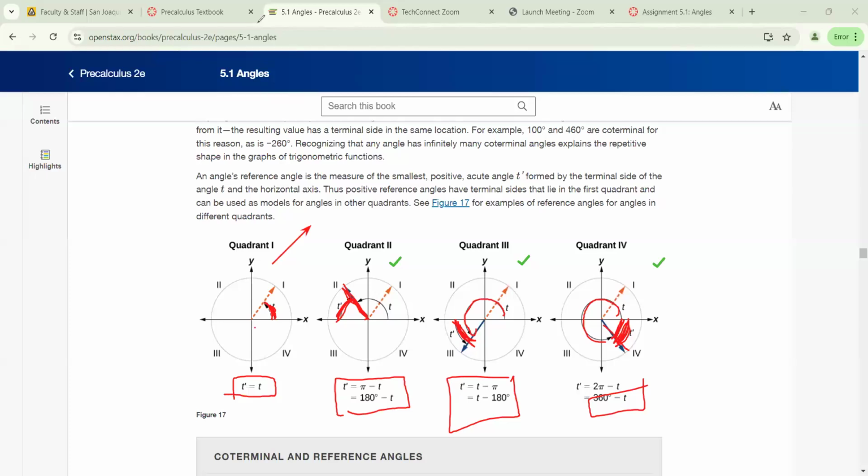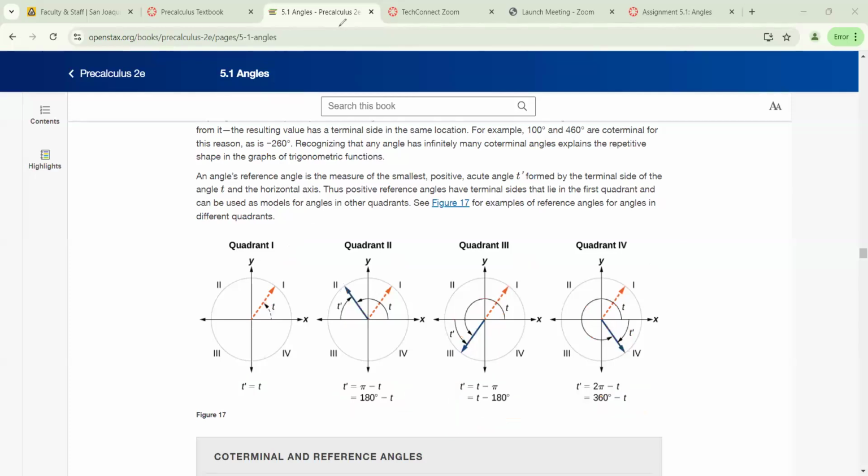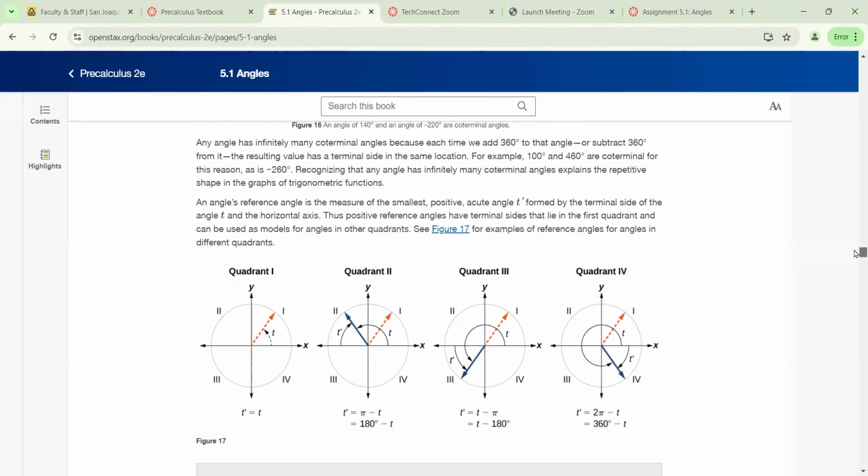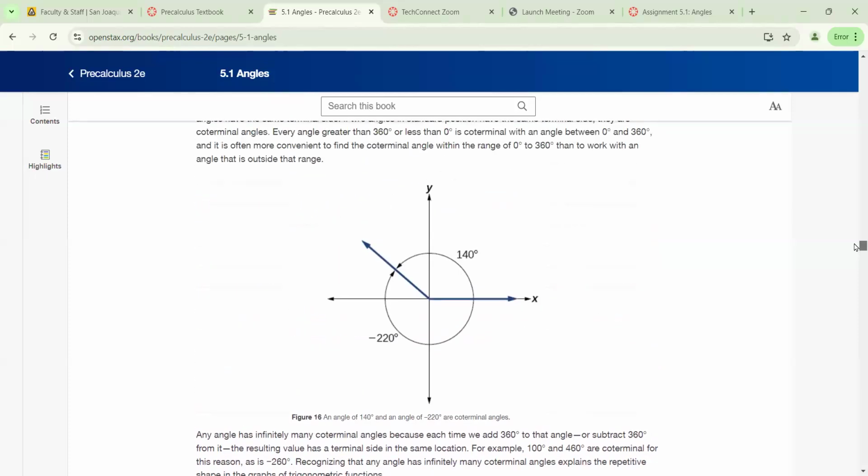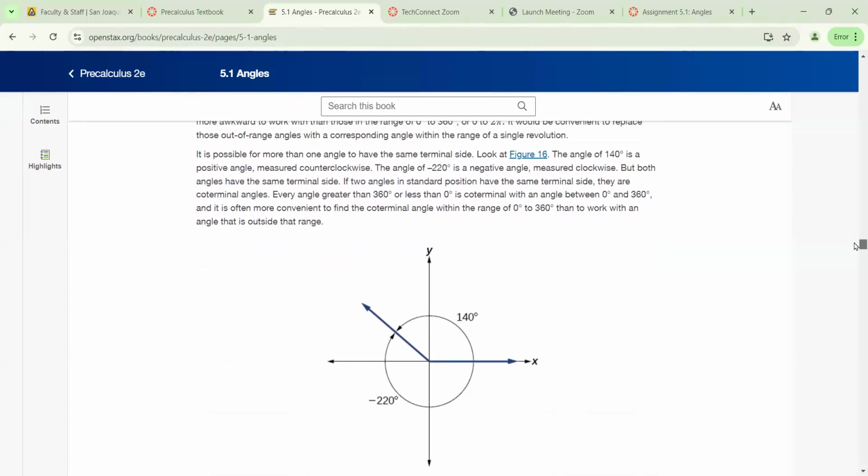Let me know if a question, thought, or wonder came to your mind while looking at the quadrants and while looking at these angles.